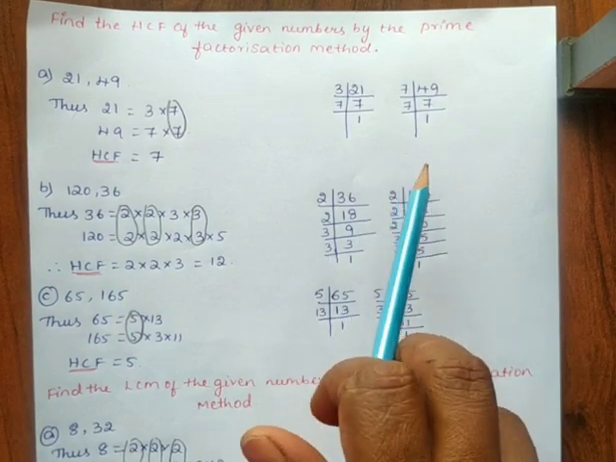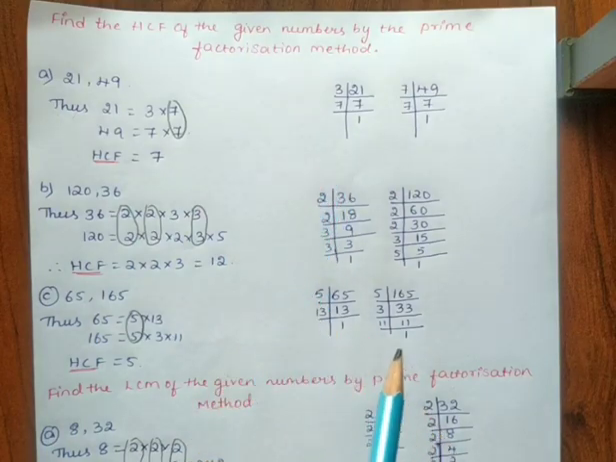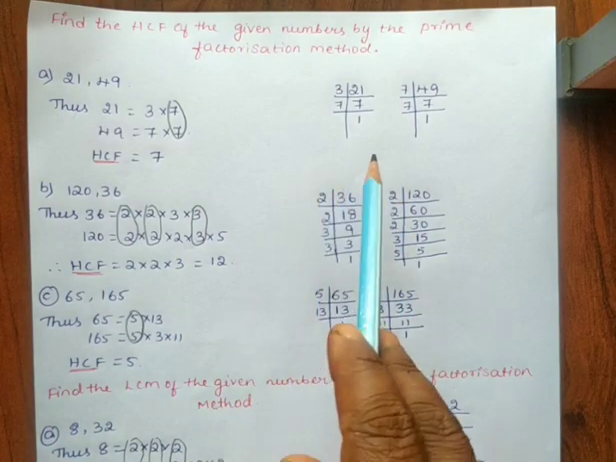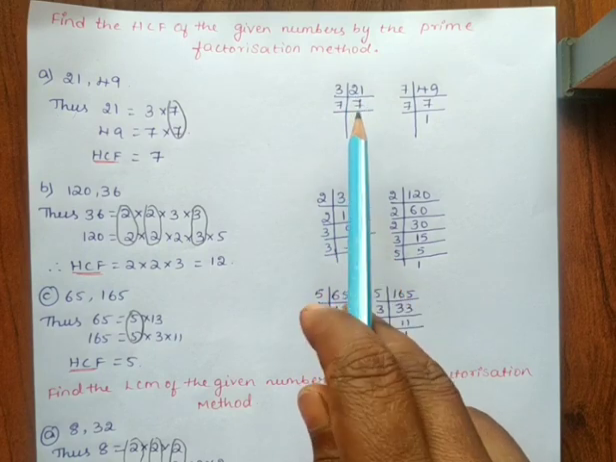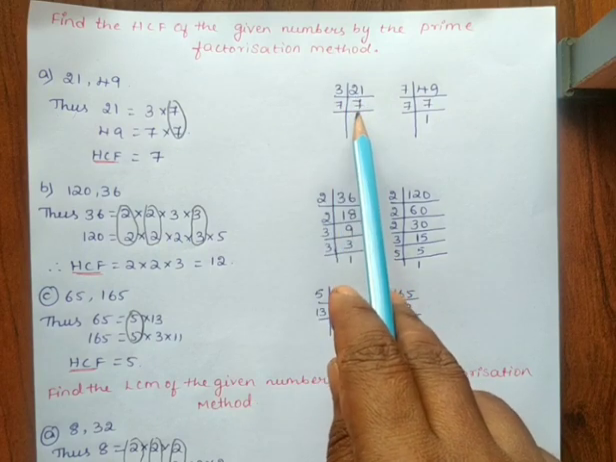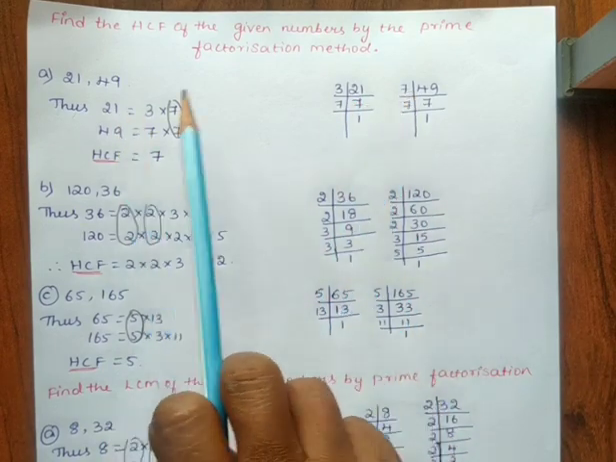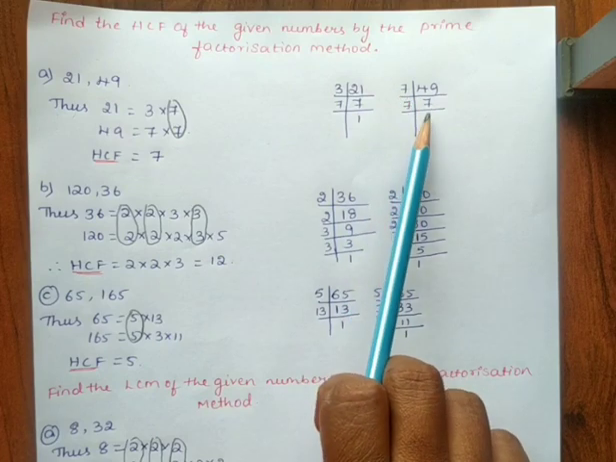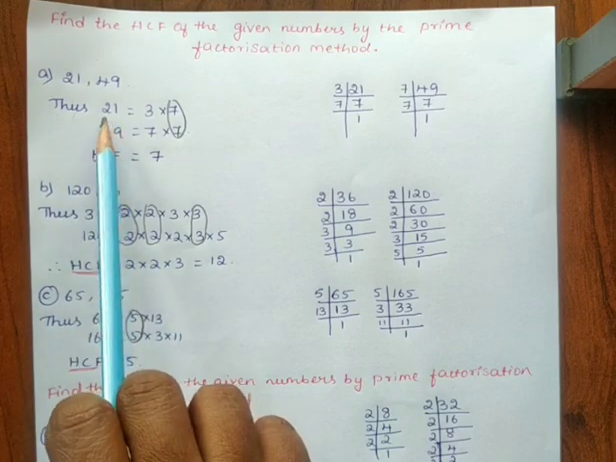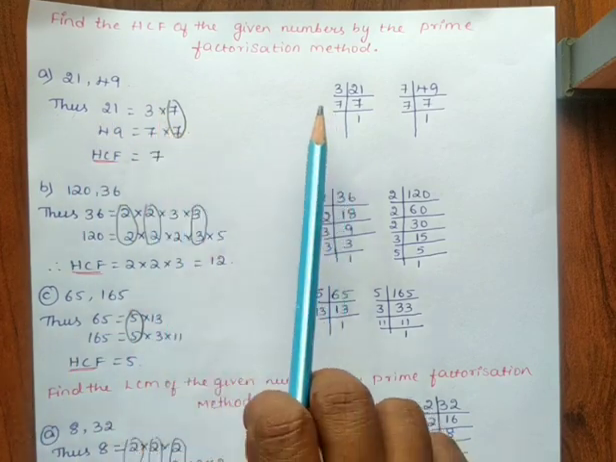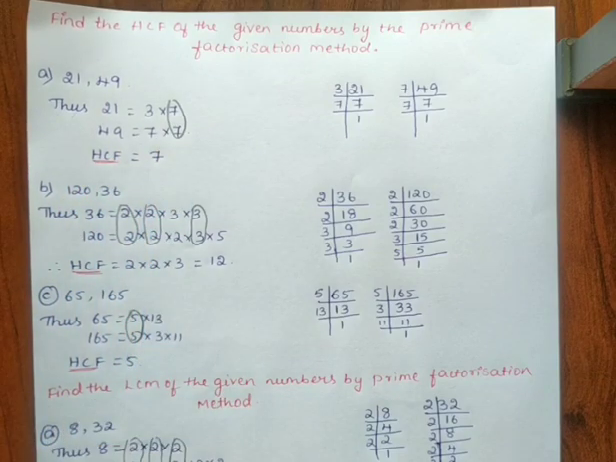We want to do it by the prime factorization method, which means you have to do it in this way. You start dividing with 2. 21 cannot be divided by 2, so start with 3. 3 sevens are 21, then 7 ones are 7. Next 49: 7 sevens are 49 and 7 ones are 7. Thus 21 is equal to 3 into 7, and 49 is equal to 7 into 7.